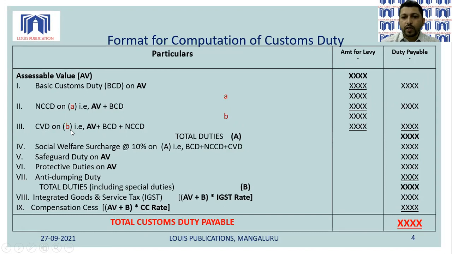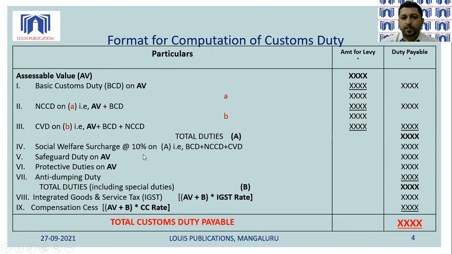Then countervailing duty is calculated on this number B, that is, the sum of AV plus BCD plus NCCD put together. On this value, countervailing duty is levied and written both in the inner as well as outer column. So this will give us total duties. Total duties would mean BCD, NCCD, and CVD put together.